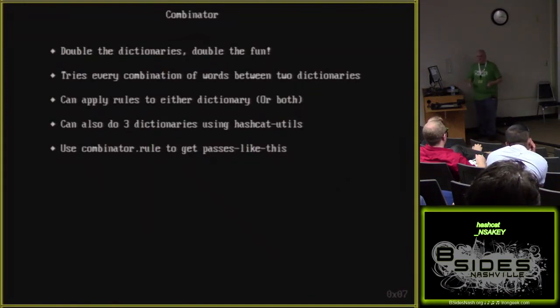Once you get to a certain level, you might want to look into hashcat utils. There's a 3-way combinator in it that you just pipe the output into hashcat and it does its magic.